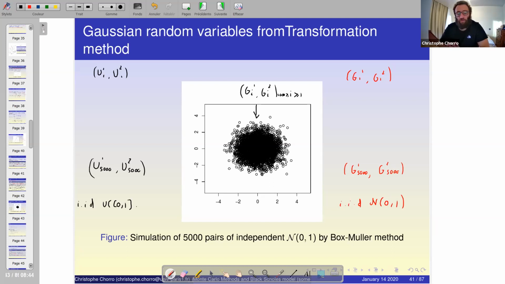So it was just a very basic reminder, to show you that generating Gaussians from uniform random variables is not that complicated. I can apply the inversion method, using an approximation of the generalized inverse of the distribution function, or we can use the Box-Muller transform. That is just a little result of probability, giving a way to transform two independent uniforms into two independent Gaussians.